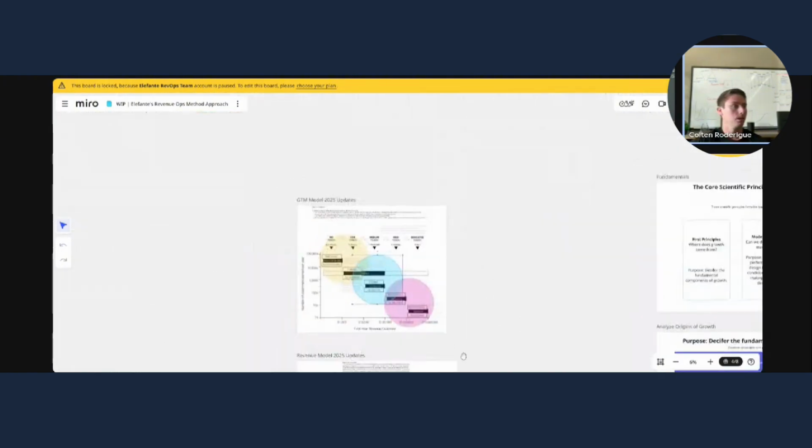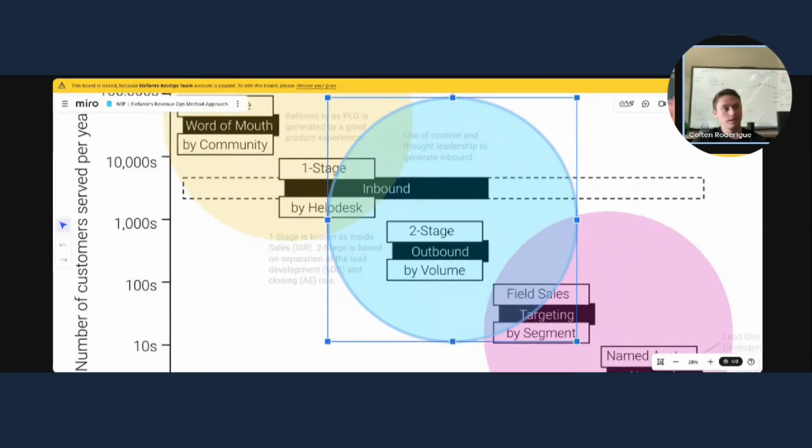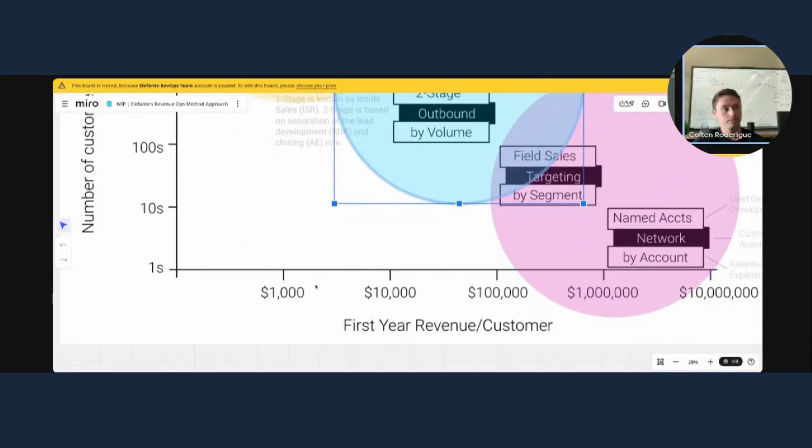And a low touch motion is combined with an inbound motion, right? So we generate leads through content creation, through email marketing, through ads. That's an inbound motion, right? Cool. So that's a low touch motion. The price of it is above $1,000 a year. This is a year.